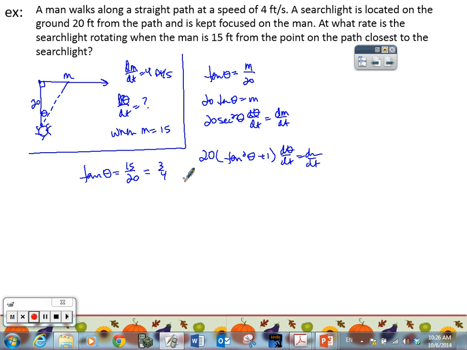Now, I don't really need a calculator for this. I don't actually need to find theta, which is kind of revolutionary, right? We don't need to know what theta is because I know what tangent theta is. And this is tangent theta. Can't I just take tangent theta out and put 3/4 in? Do I really need to find the angle measure? No, not in this case. So I'm going to take the tangent theta out, and I'm going to put the 3/4 in. So this would be 20 times 3/4 squared plus 1.